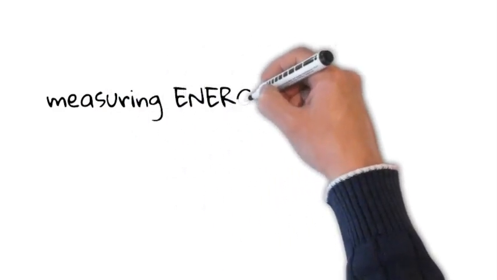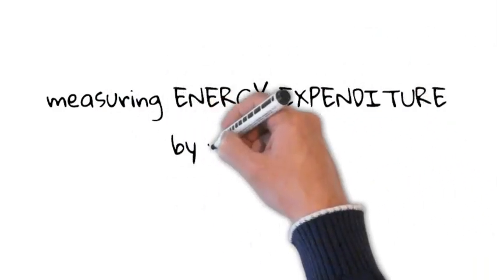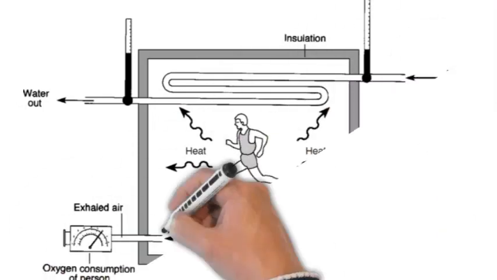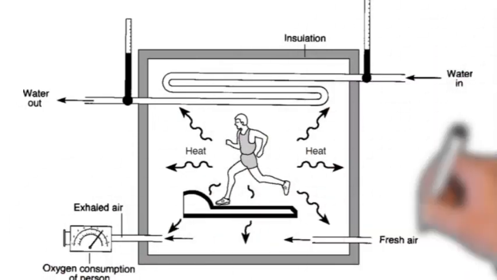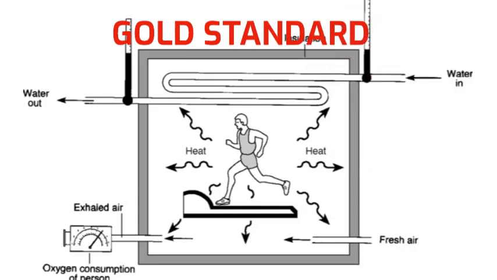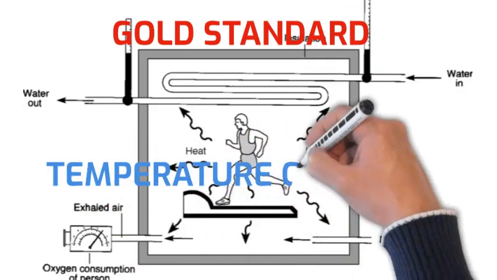Direct calorimetry is a method used to measure the body's energy expenditure by measuring heat production. It involves measuring the amount of heat produced by the body during rest or physical activity. This method is considered the gold standard for measuring energy expenditure by monitoring the temperature changes in the room.